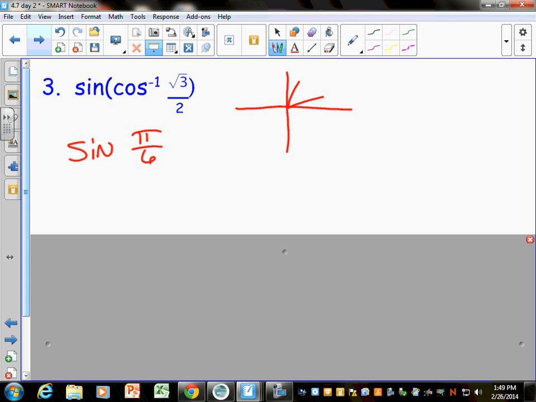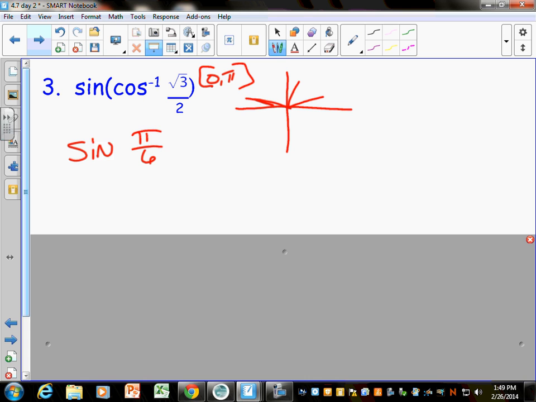Because our cosine, we learned yesterday, has to be between 0 and pi. 5 pi/6 is negative square root 3 over 2, right? Over here, isn't cosine negative? Yeah. And so if it was negative square root 3 over 2, you're right, the answer would be 5 pi/6. Okay?